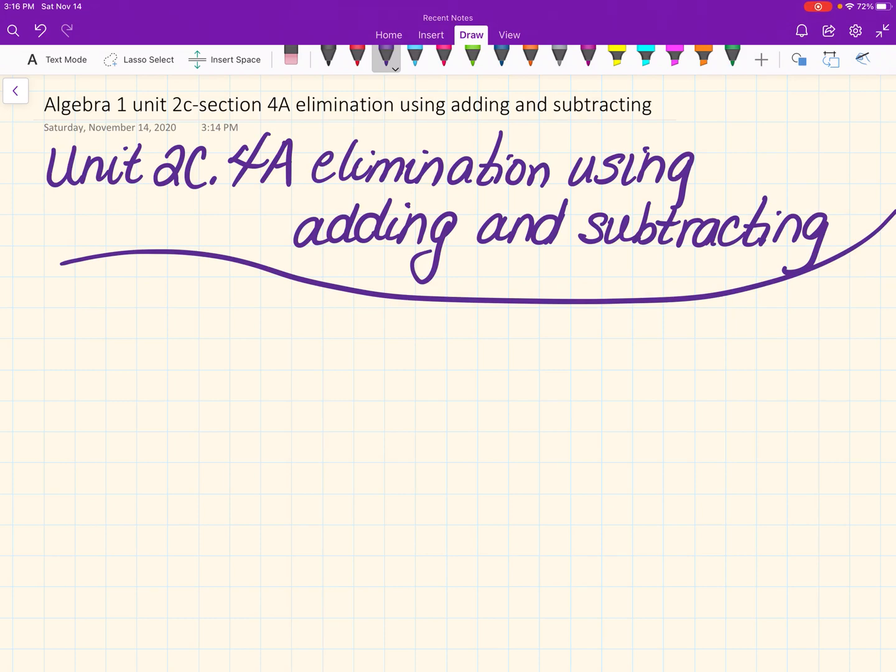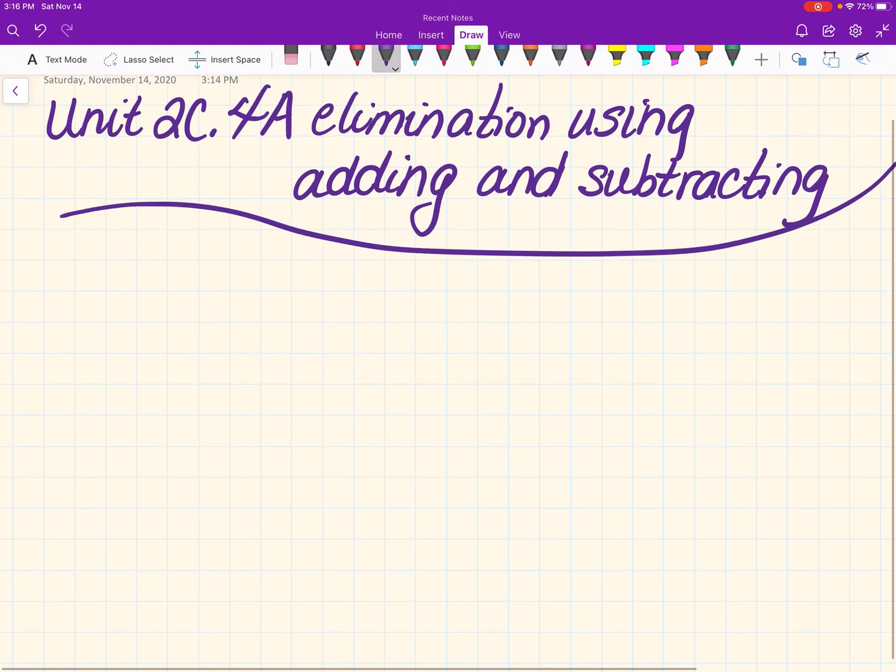Okay, we're going to go to Unit 2C, Section 4A, Elimination using Adding and Subtracting. We're still doing the same thing. We're trying to find a solution to a set of equations where the two lines cross, an ordered pair.